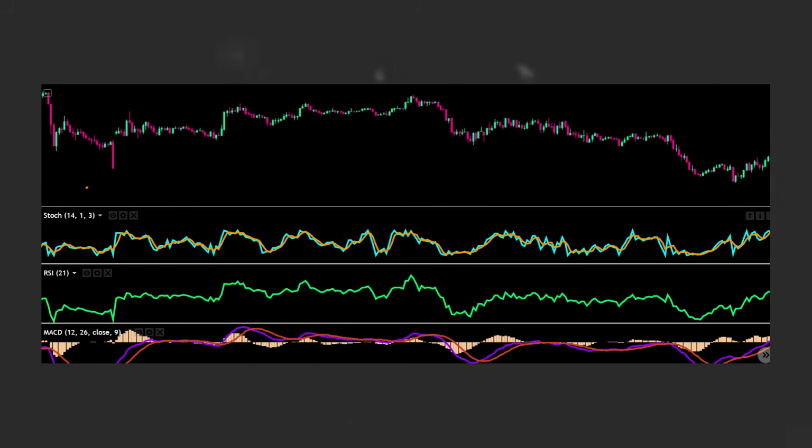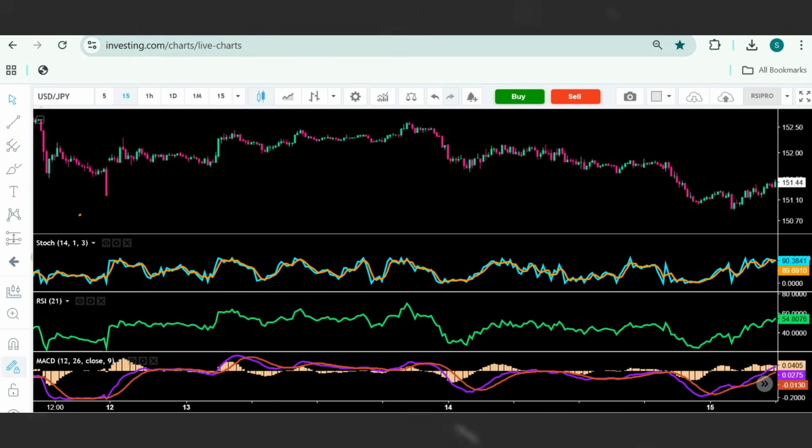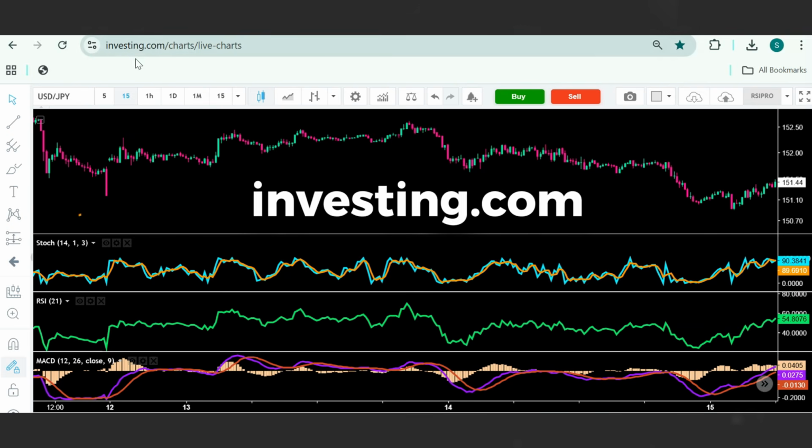Before we start, keep in mind that in the free version of TradingView, you can add 3 indicators to the chart at the same time. And since you might not have the pro version, I'll introduce you to a free alternative, investing.com, where we'll do the analysis instead.